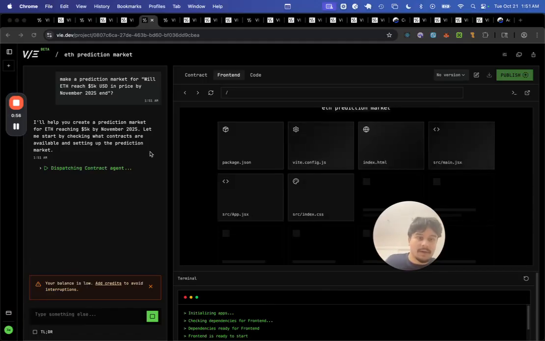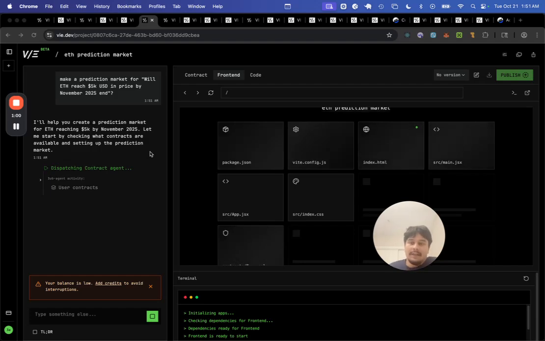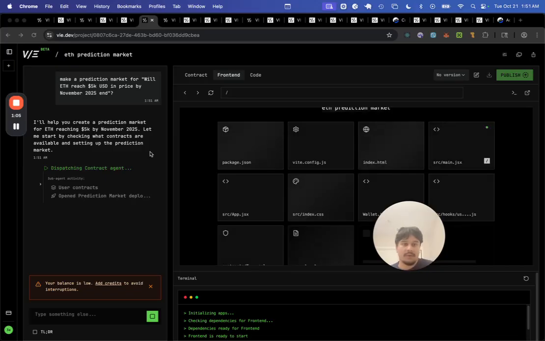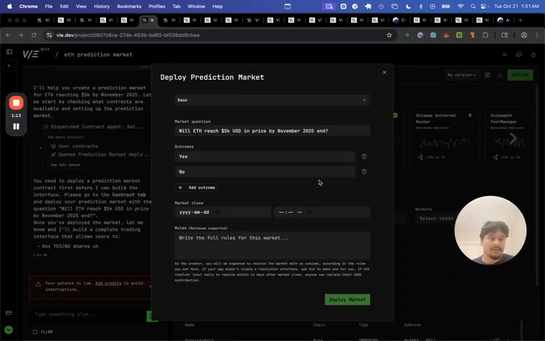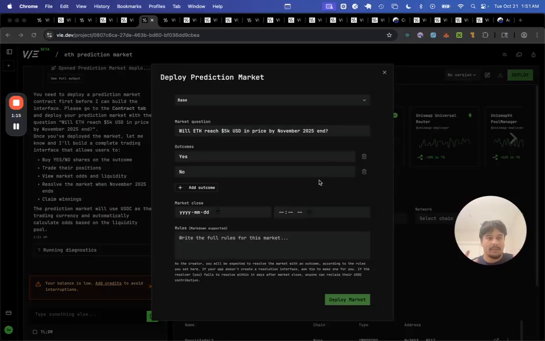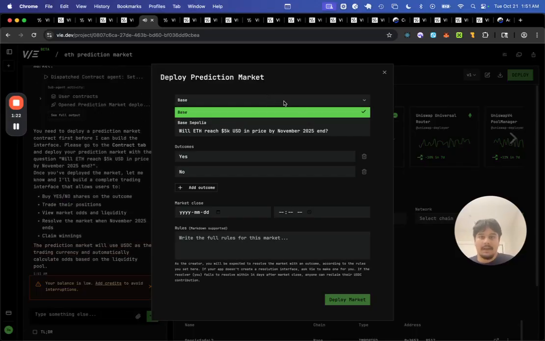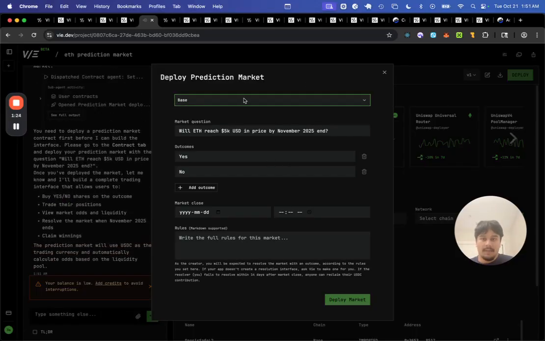this prediction market, and it'll dispatch the contract agent, and it'll look at what contracts we have, and then it will trigger a deploy of the prediction market. So it'll sort of just immediately set it up for me. So it'll pop up this modal, and from here, we populated the market question. We can deploy it on base. That's all good. Actually, let's do it on base Sepolia since I have more USDC there.